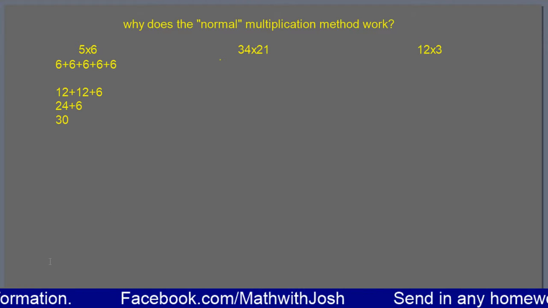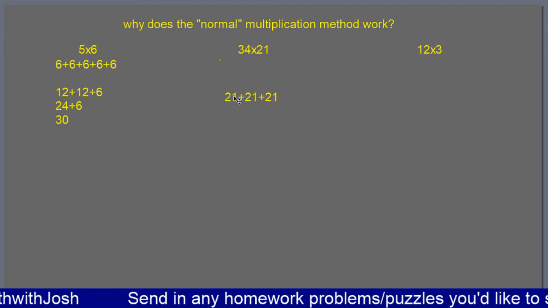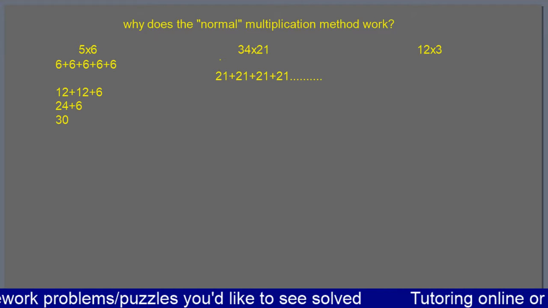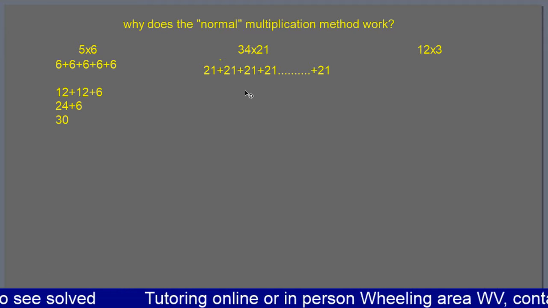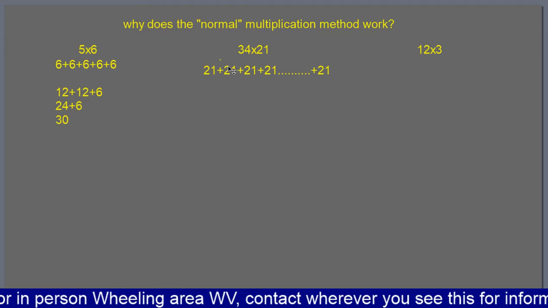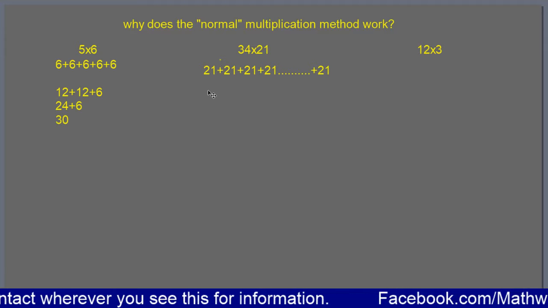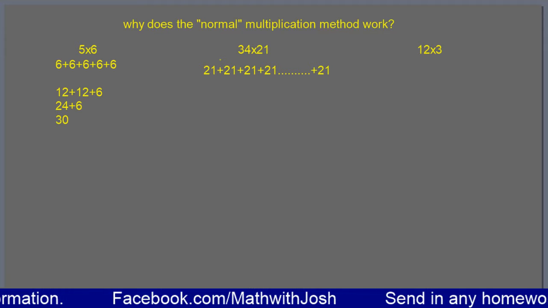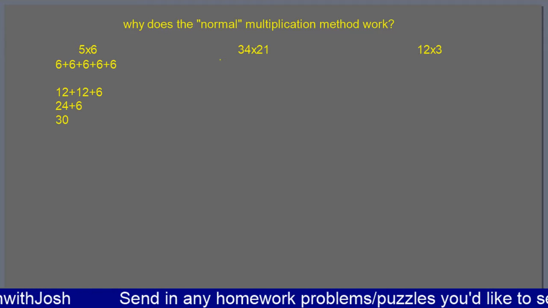Okay, and if we had 34 by 21, we could do this as 21 plus 21 plus 21 plus 21, right, for a total of 34 21s. We could then try to add those all together very methodically, right? That'd be 17 42s, and point being, it's going to get extremely messy. So, people wanted a method that does the problems a lot easier.